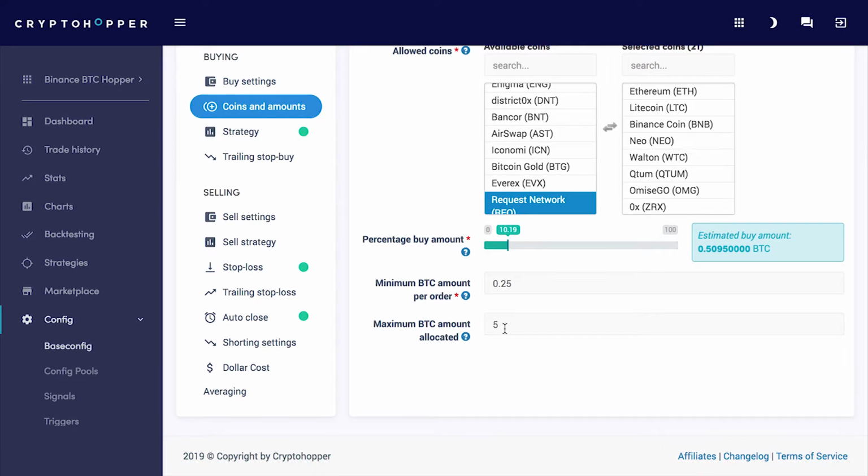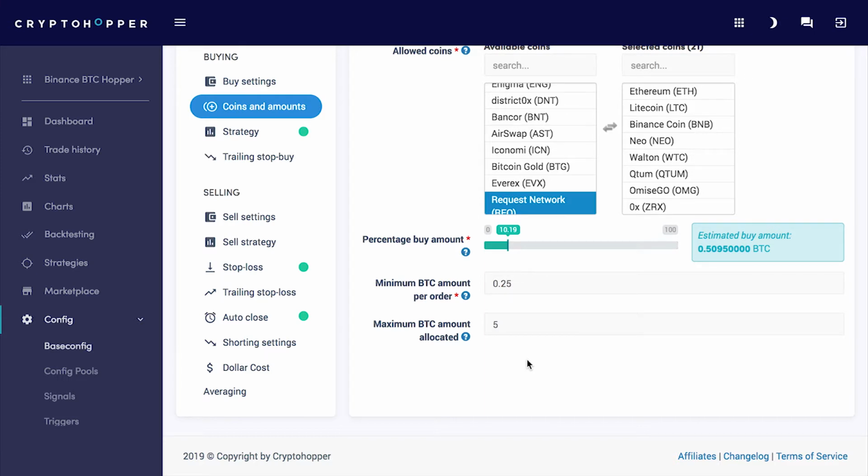Next, minimum amount per order is the overall minimum that you want your hopper to open positions for. Generally, your hopper will aim to buy positions for your percentage by amount, but minimum amount per order will set the lowest it will buy a position for.